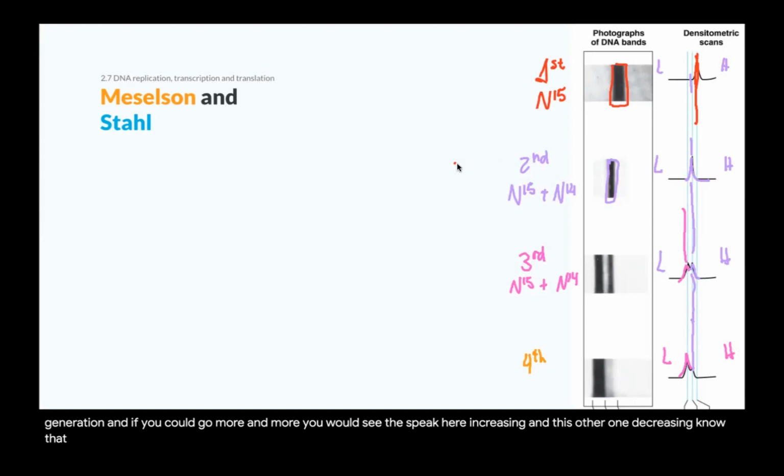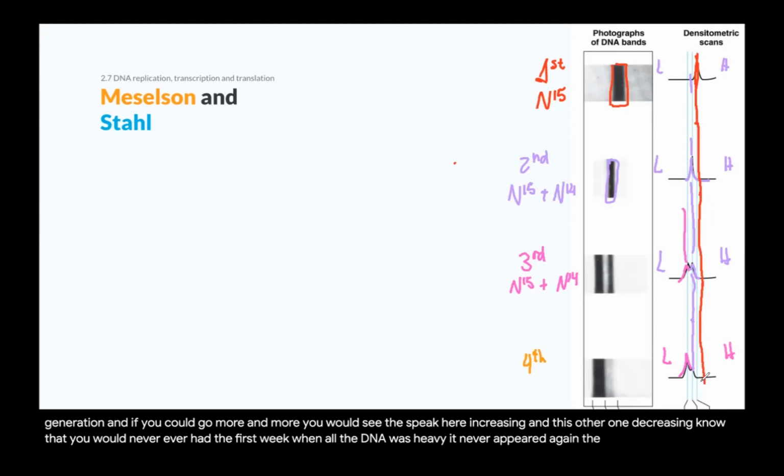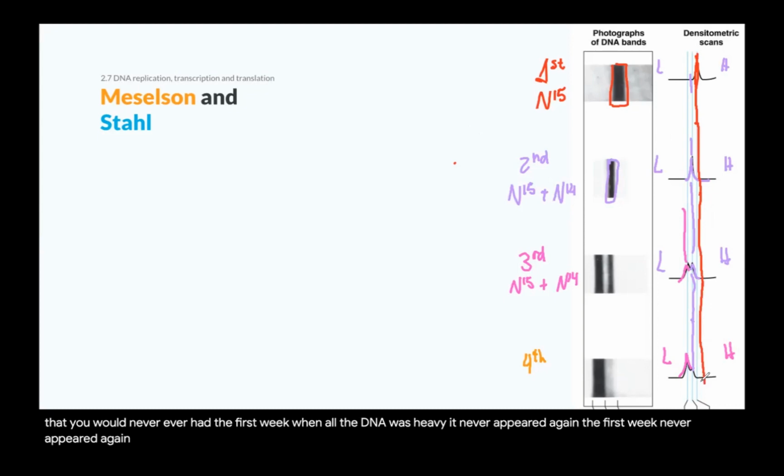Note that you never ever had the first peak when all the DNA was heavy. It never appeared again. The first peak never appeared again. It was gone. After the first generation, it was gone.